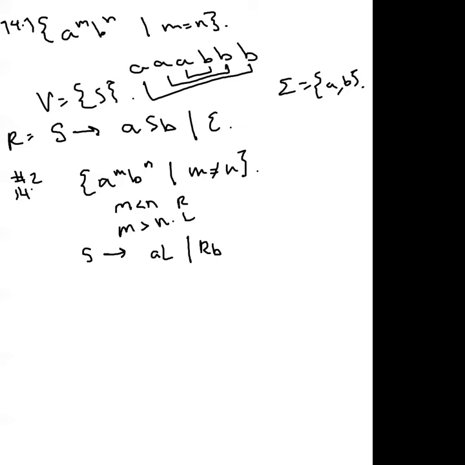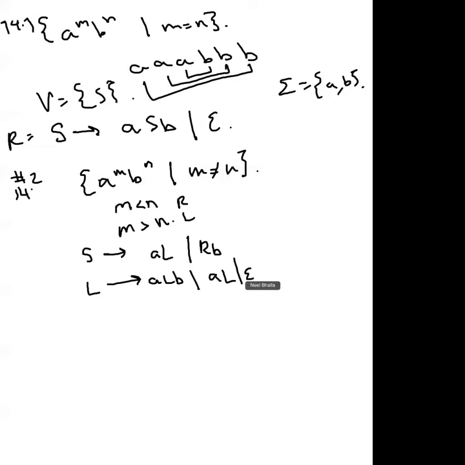Notice you can't derive epsilon because that would terminate with an equal number of A's and B's. Now in the L case, we're trying to generate words that have more A's than they have B's. And we're already guaranteed to have one extra A because we added an A by default. So L can derive ALB if we want. It can also derive AL, or it can derive epsilon.